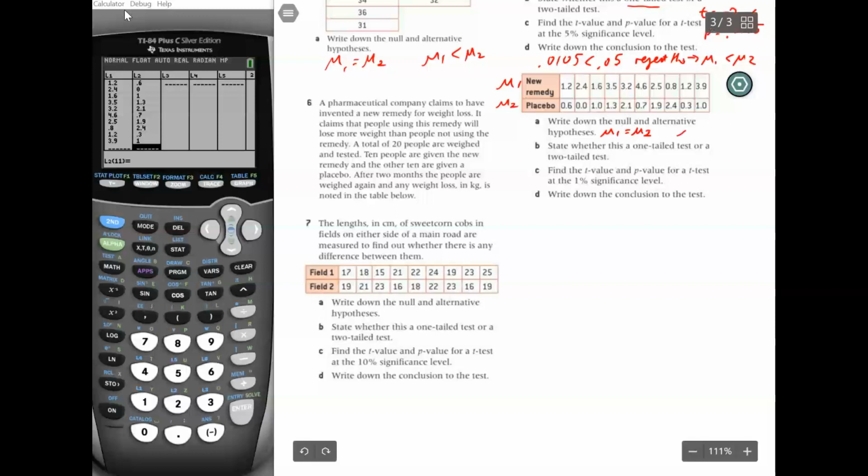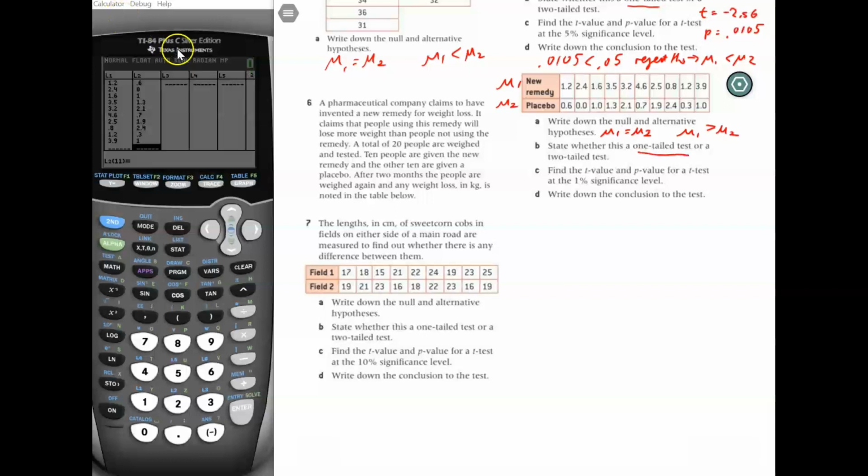So the weight loss is going to be tested to see if the new remedy has more weight loss than the placebo. State whether this is a one-tailed test or a two-tailed test. One-tailed, right? Because they're looking specifically to see if mu1 is greater than mu2. Find the t-value and the p-value for the t-test at the 1% significance level. I put the data into the calculator.